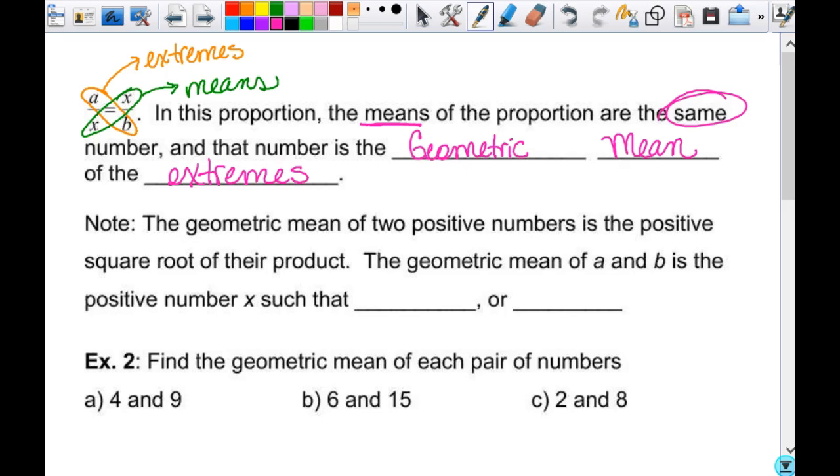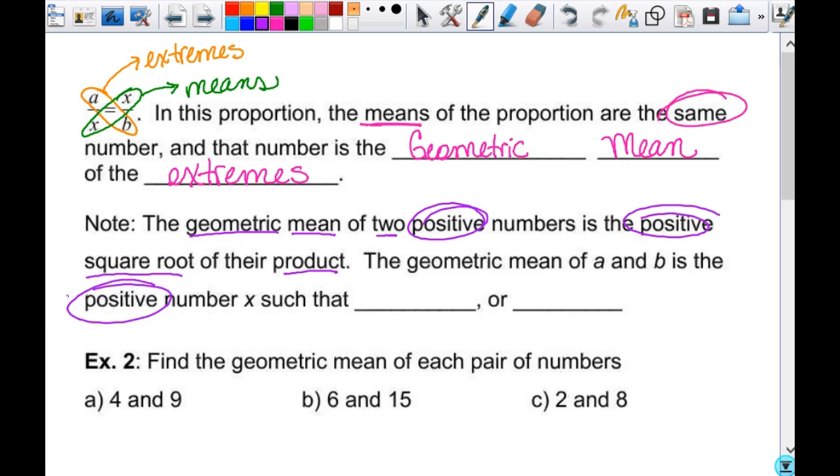Or both 5, or both whatever, as long as they're the same. Then it's not a geometric mean. They have to be the same, whether they're letters or numbers. Okay, so the geometric mean of two positive numbers is the positive square root of their product. So the geometric mean of A and B is the positive number.